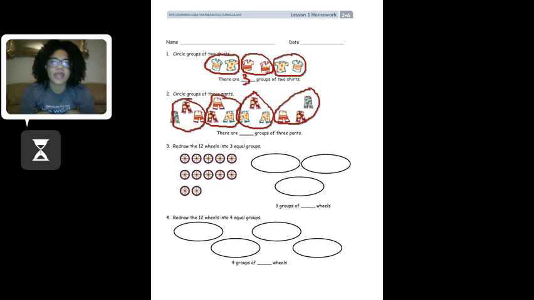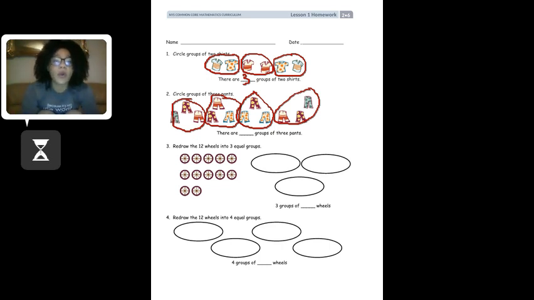pants. Now, let's look at what the question says. Circle groups of 3 pants. We did that. Each group, each red circle has 3 pairs of pants in it. So when we look at our sentence statement, it says there are blank groups of 3 pants. How many groups are there? How many red circles did we make? We have 1 group, 2 groups, 3 groups, 4 groups. We have 4 equal groups, 4 red circles that has 3 pairs of pants in them.